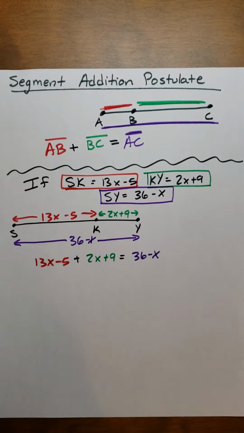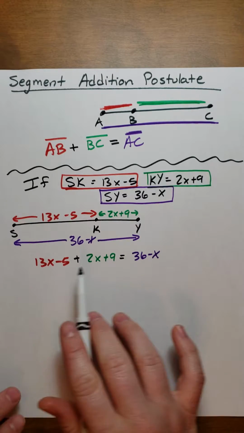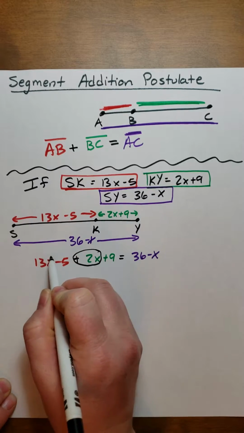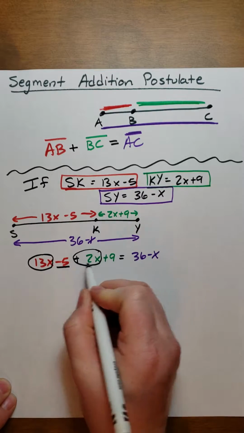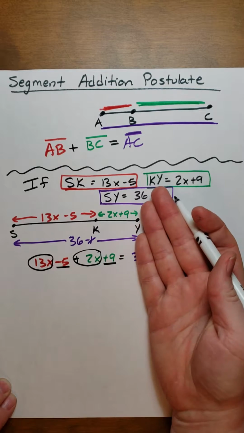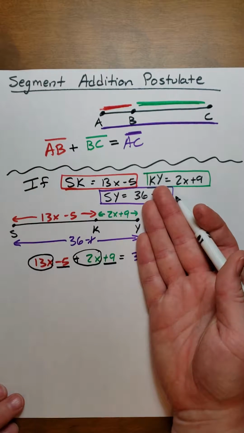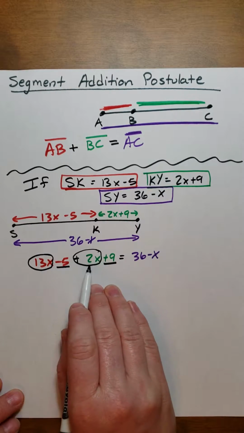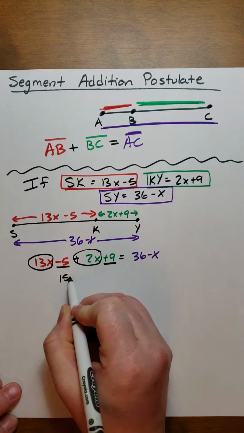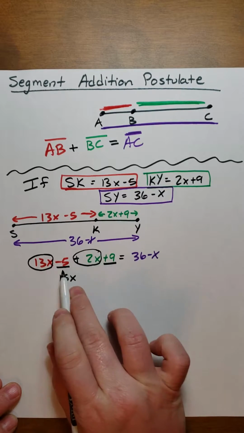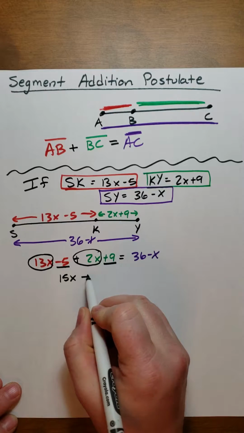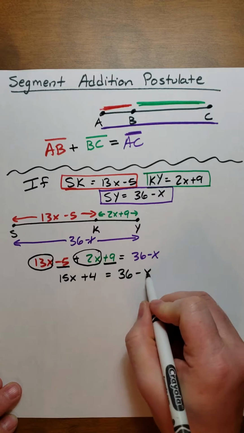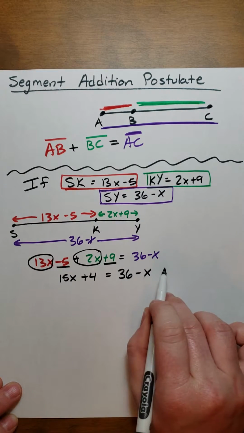Okay, so now we're going to bring it down to the next step, which is to solve this equation. First we're going to combine like terms, so we combine the variables together and our constants next, because there is some simplifying we can do on this side before we start moving variables over and constants over. So 13x plus 2x is 15x. Add the constants together, so that's negative 5 plus 9, which is plus 4. That's set equal to 36 minus x, because there's nothing to simplify on this side.